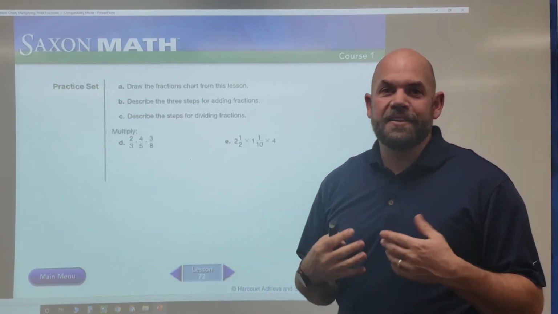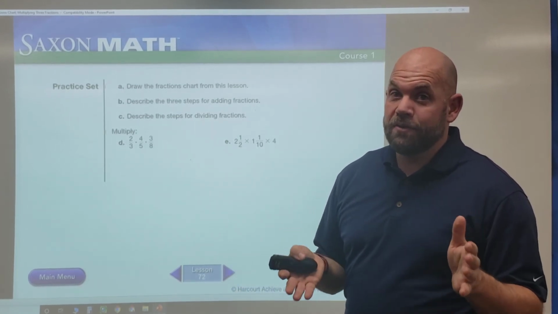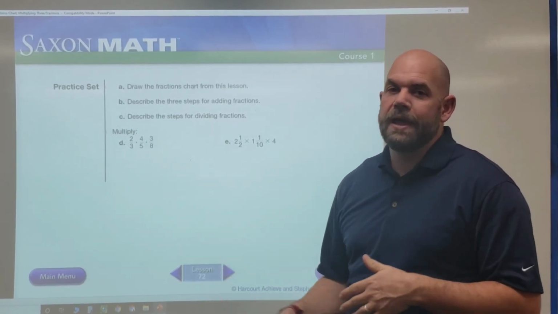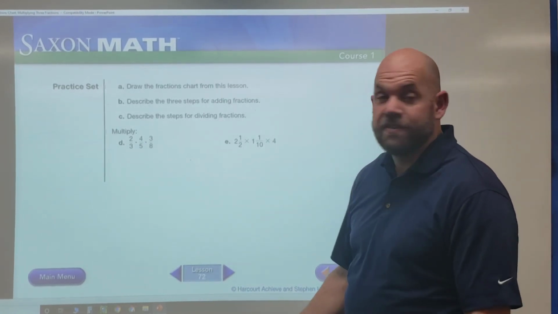You're just going to practice multiplying 3 fractions, canceling them out, so reducing before you multiply, and then after you multiply, reducing it if needed. So that's the whole assignment.